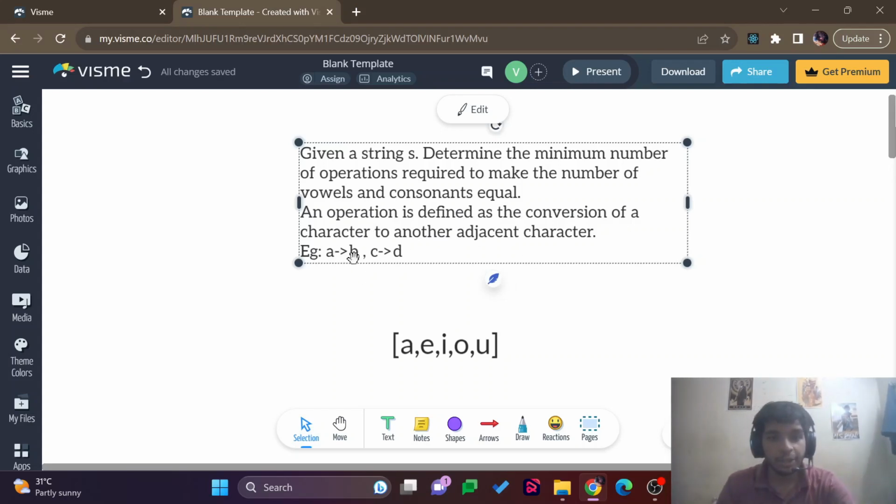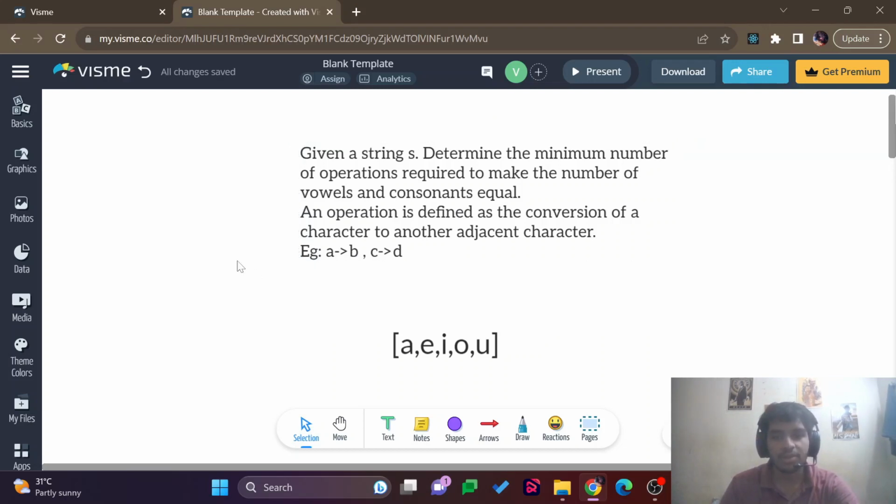So we can convert A to B and C to D, but if you want to convert A to D, we have to go through A to B, B to C, and then C to D. So a total of three operations. So we need to calculate the number of vowels and consonants first. We declare two variables, vowels and consonants, and initialize them to 0.